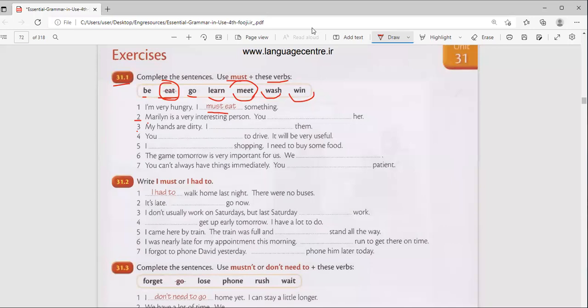Somebody else, number 7? You can't always have things immediately. You must be patient. Yes, you must be patient. You can't always have things immediately. You must be patient.